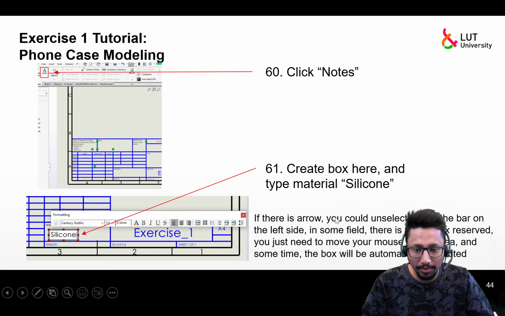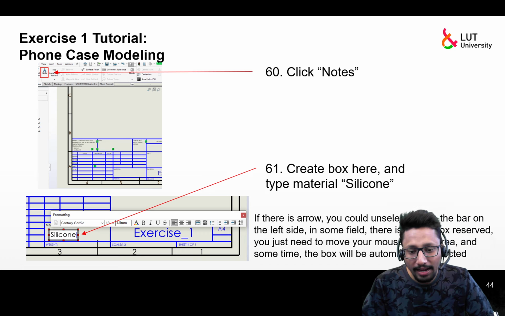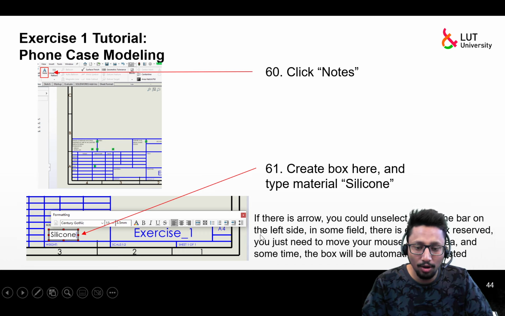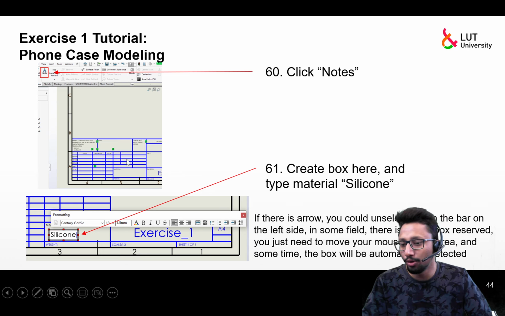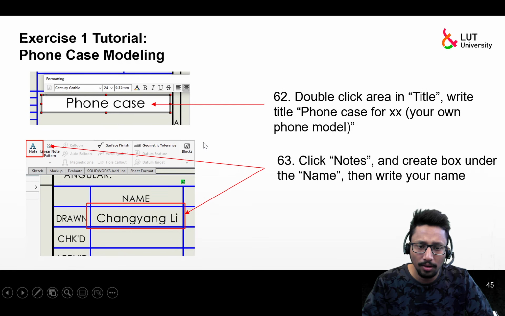Okay, there is also some extra text written here if I'm blocking anything. That if there is an arrow, you could unselect it from the bar on the left side. In some fields there is an empty box reserved. You just need to move your mouse in that area and sometimes the box will automatically be detected. So it is saying sometimes you need to define the box here, but in some other fields the box might already be there. So the moment you put your mouse there, it will be auto detected, right? That's what it's trying to say here. I'll show you in a while.